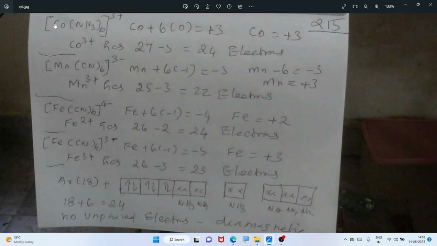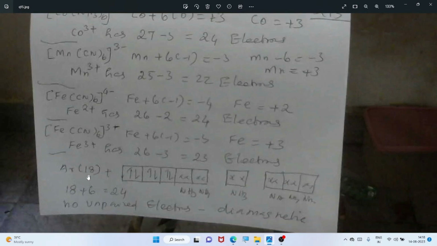See now, if you take cobalt, Co with NH3, that is 0 oxidation state, so here cobalt will have plus 3 oxidation state. Cobalt has atomic number 27, so plus 3 means 3 electrons lost, so totally 24 electrons. Similarly here you find manganese, Mn, in the plus 3 state, so there are 22 electrons here. So these two have the same number of electrons, 24 and 24.